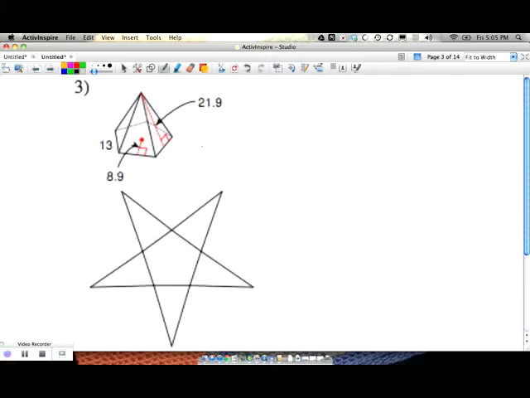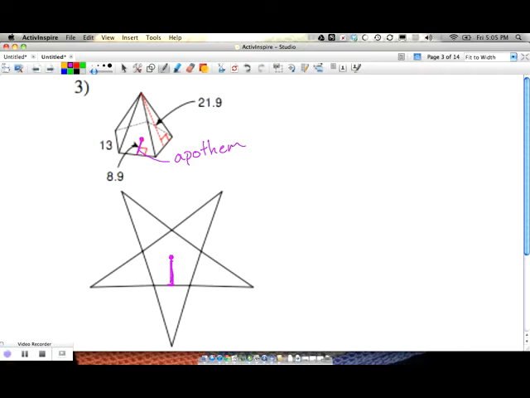Number 3. We've got a slightly different shape, this time a pentagon. So I have this weird looking piece here. I'm going to color it purple, and I'm going to recolor it purple up here as well. It goes from the center out to an edge, and that's actually called an apothem. So that right there is called the apothem.